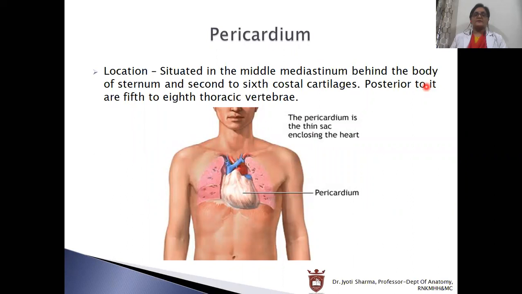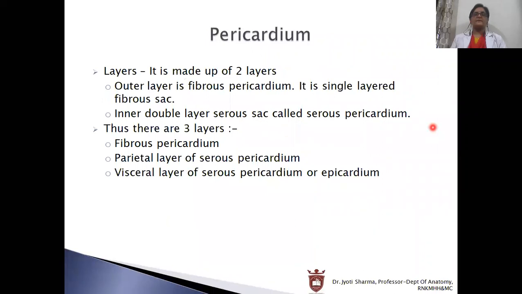Pericardium is situated in the middle mediastinum behind the body of sternum and second to sixth costal cartilage. Posterior to it are fifth to eighth thoracic vertebrae. When we see the layers of pericardium, it is made up of two layers. The outer layer is the fibrous pericardium. It is a single layered fibrous sac. The inner double layered serous sac is called serous pericardium.